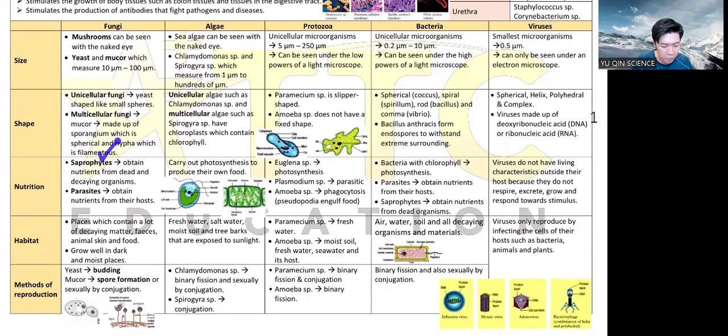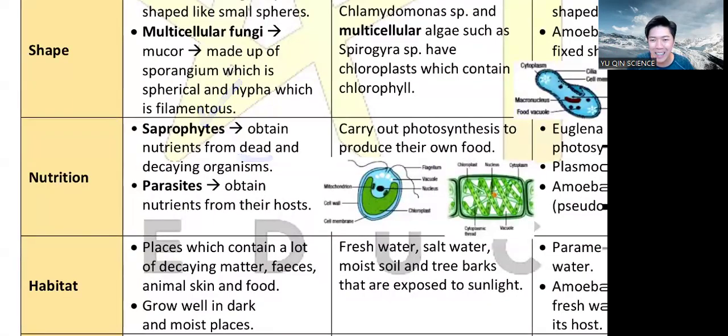Everyone knows that. Saprophytes means they digest dead things. Like when our body is dead, our body will disappear, right? Those are microorganisms or bacteria that digest dead bodies, so it's called saprophytes.